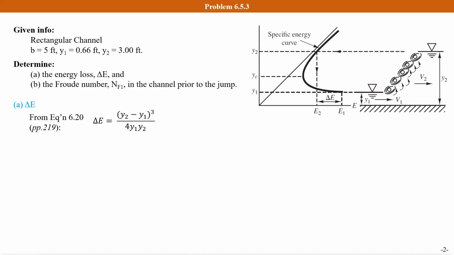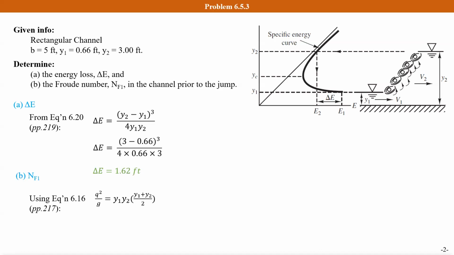Based on equation 6.20, delta E equals (Y2 minus Y1) to the power of 3 over 4 times Y1 times Y2. Because the values of Y1 and Y2 are given, we can directly calculate the value of the energy loss. It equals 1.62 feet. Now let's move on to calculate the Froude number, N sub F.